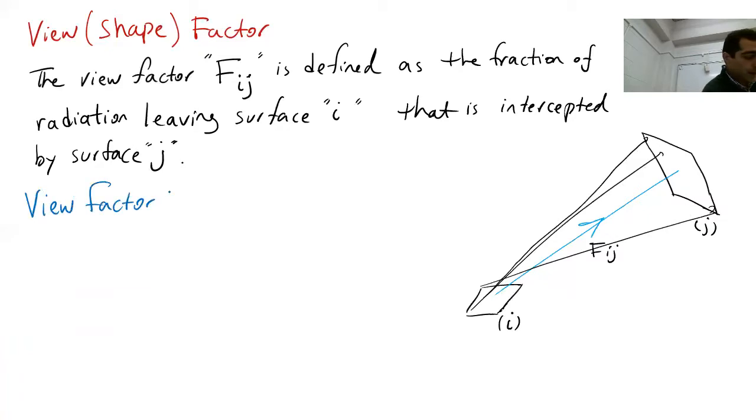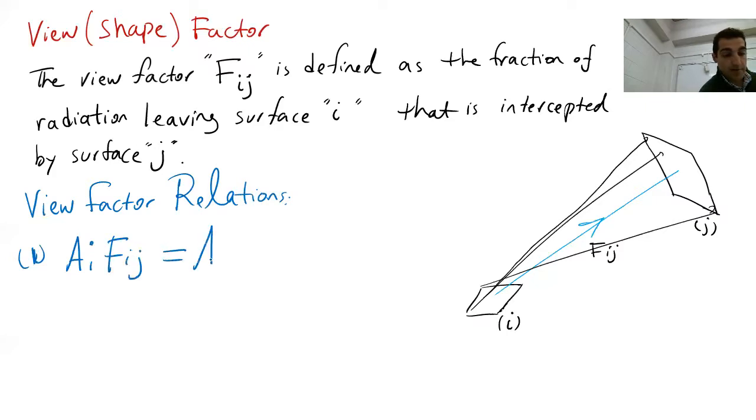View factor relations. One is the reciprocity relation: the area of surface I times Fij is equal to the area of surface J times Fji. If you change which location comes first, I or J, the value changes. Fij is totally different than Fji. So if you know Fij and you know the surface areas, you can find Fji. That's called the reciprocity rule.